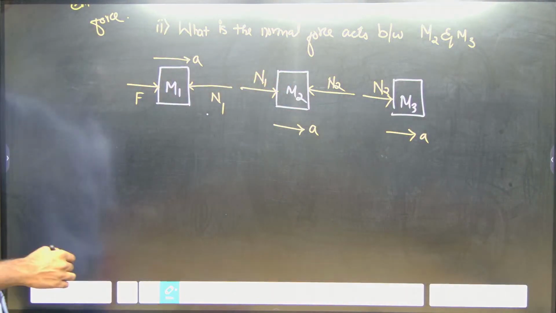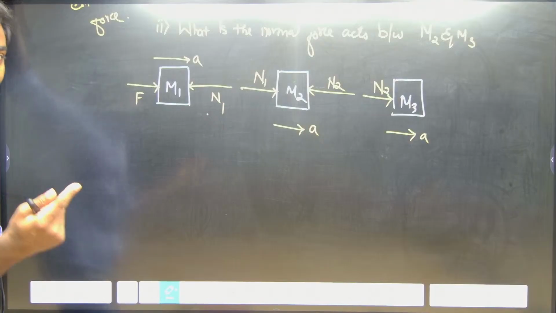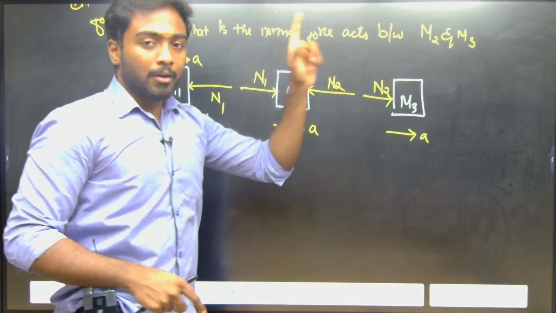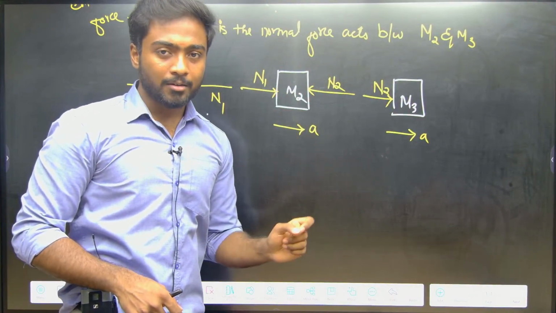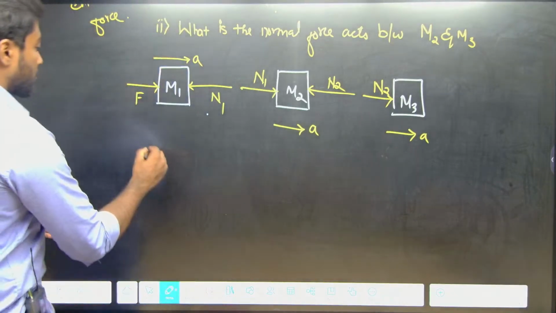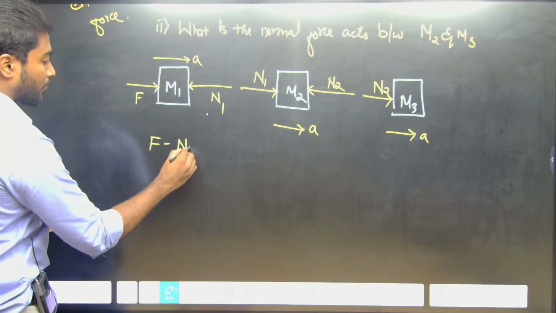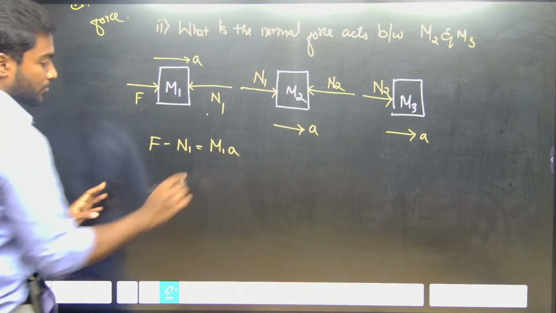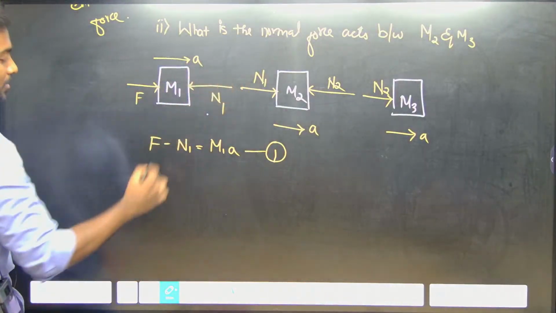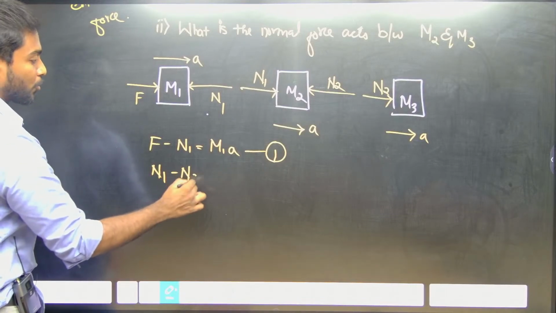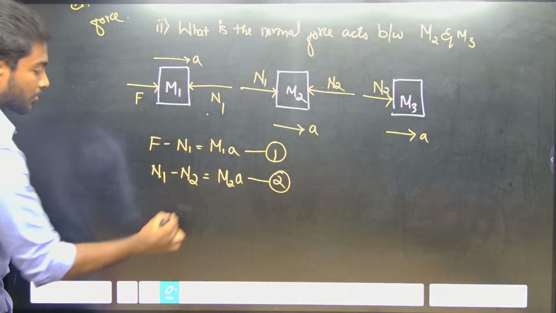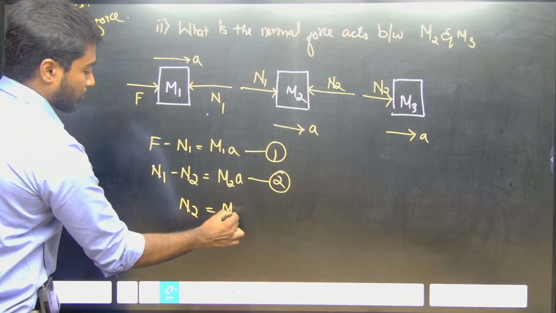Okay. So what did I tell? Whenever the diagram is there, see the direction of the acceleration. In that direction, whatever forces are present will be considered positive. In the opposite direction, it is negative. So F minus N1 equals M1A. This is my equation 1. Second equation, N1 minus N2 equals M2A. Equation 2. Third equation, N2 equals M3A.